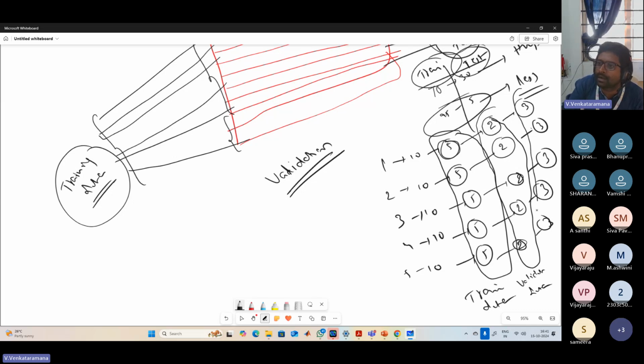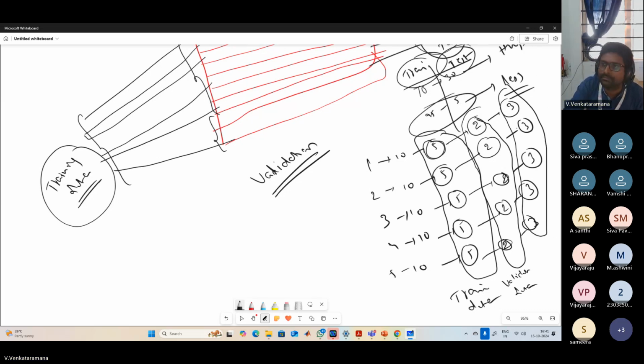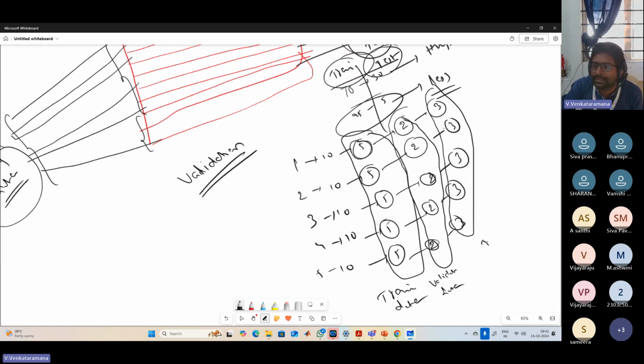And this part is called the testing data. So previously I told only training and testing, but generally we have the training data, we have the validation data, and we have the test data. Now, what is this validation data?